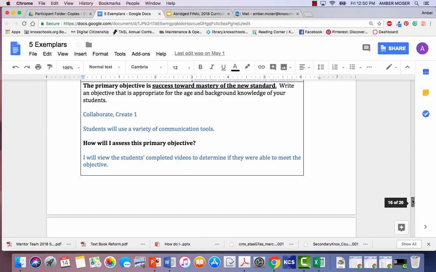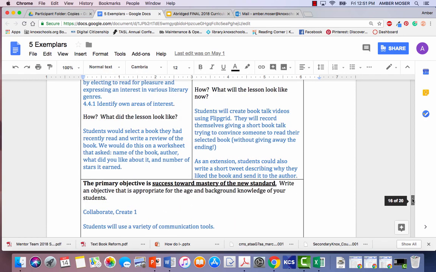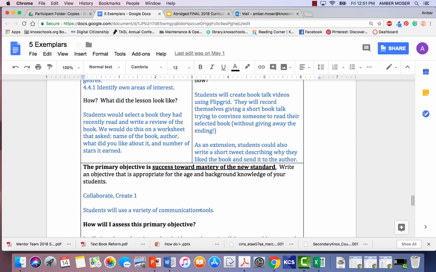So her objective is students will use a variety of communication tools. I might even define that a little further. I might say students will use Flipgrid as a communication tool, or if I were working on this extension, I might say students will utilize Twitter as a communication tool, just so that I know exactly what I want students to get out of this. Students know exactly what they're going to be doing to accomplish this, and anyone else who might be observing or involved in the lesson would have a clear idea of what's going to happen as well.